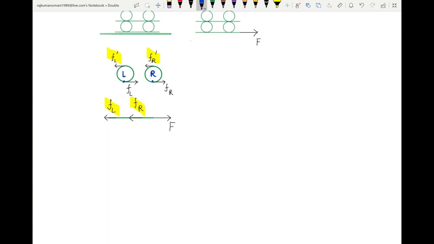Similarly, the accelerations of the topmost points should also be the same because both of them are in direct contact with one plank, and the plank is moving with one acceleration. This is only possible when the acceleration of the center of mass of both cylinders as well as the angular acceleration of both cylinders is the same. And again, it is only possible when FL equals FR and FL dash equals FR dash.